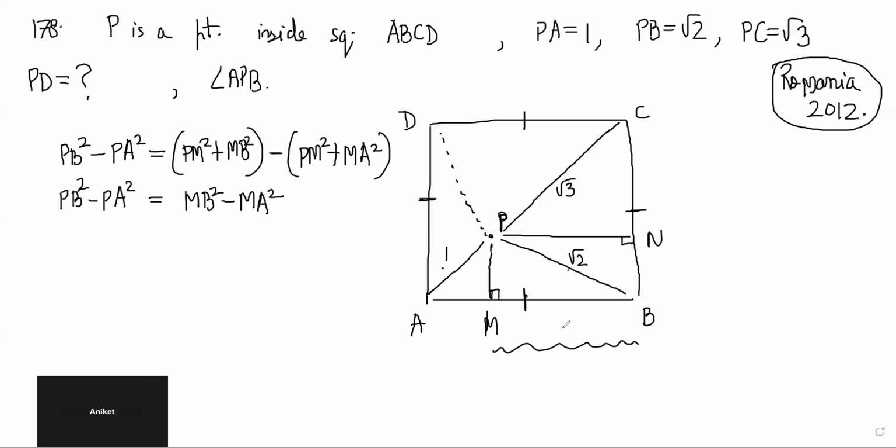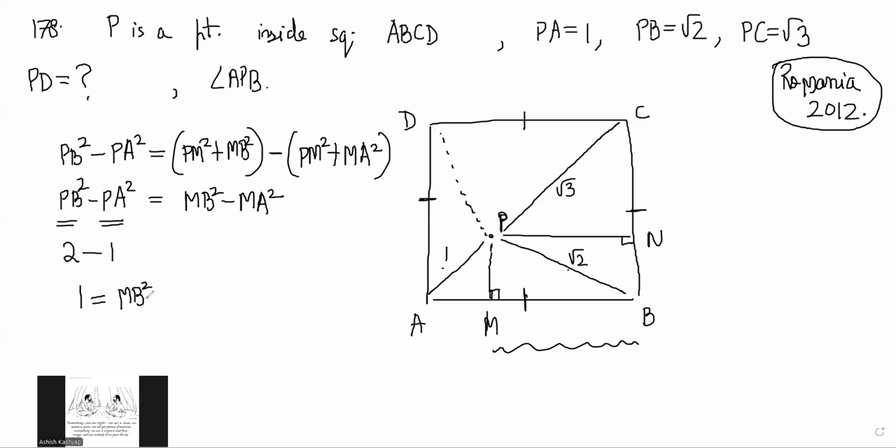One second. MB is same as PN. That is true, but one second. Just calculate PB square minus PA square. See what it is. 2 minus 1, right? 1. So 1 is equal to MB square minus MA square is coming, right?